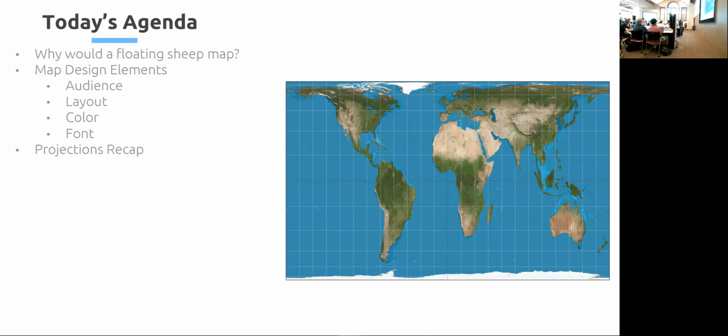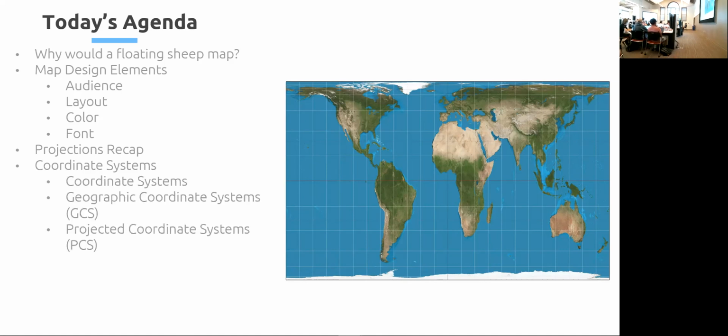We'll do a quick recap of projections from last class just to make sure that you all have a handle on those and that concept, which I think could be kind of difficult to wrap your mind around initially. And then we'll talk about coordinate systems, the different types, in particular geographic coordinate systems and projected coordinate systems. And then Joseph will do a demonstration of the activity. So I'll leave about 10, 15 minutes for that?